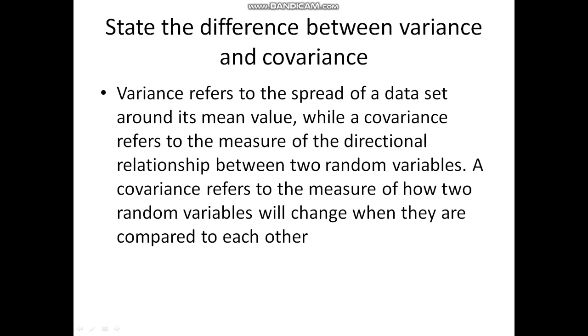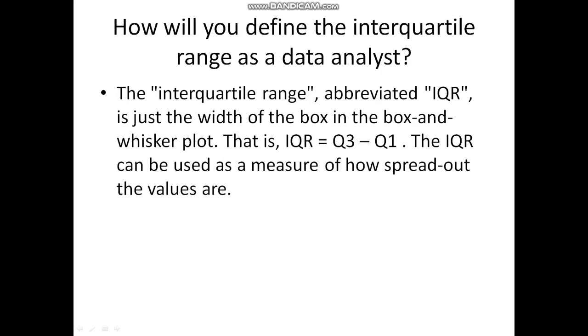Variance refers to the spread of a dataset around its mean value, while covariance refers to the measure of the directional relationship between two random variables. A covariance refers to the measure of how two random variables will change when they are compared to each other. How will you define the interquartile range as a data analyst?